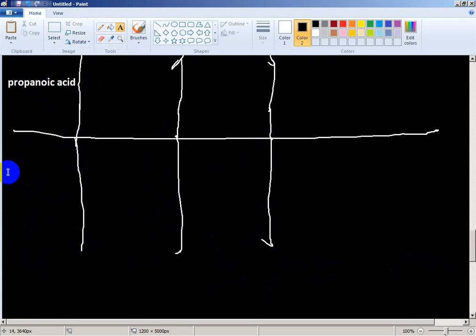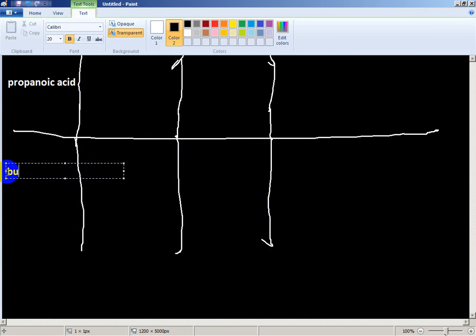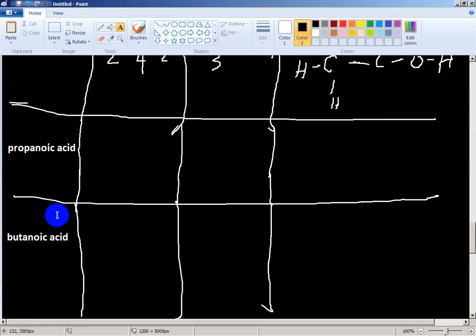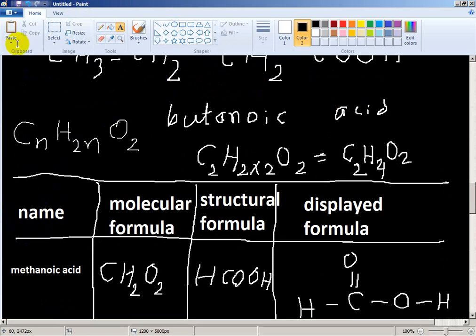This is butanoic acid. How many carbons are in the chain? But means 4 carbons in the chain. So I put n equal to 4 in the general formula, n equal to 4, and here also n equal to 4.